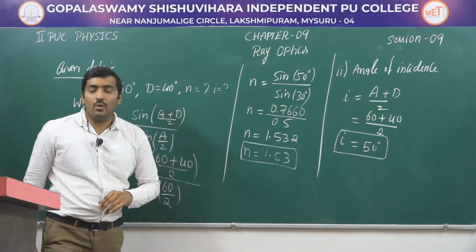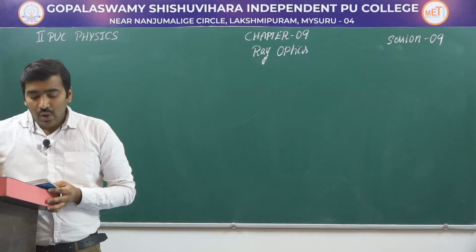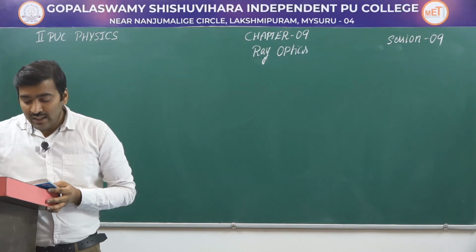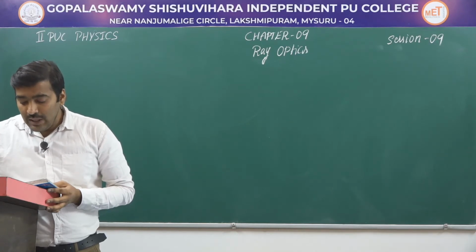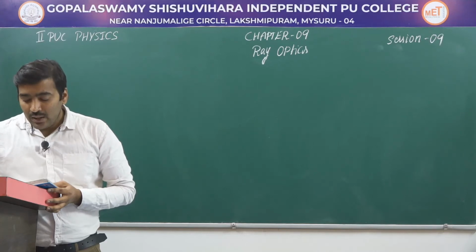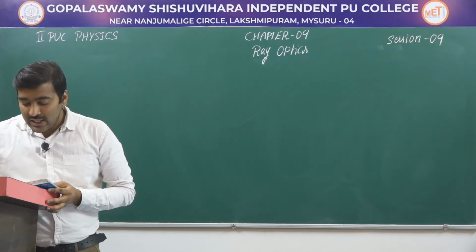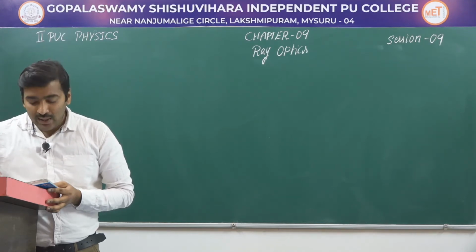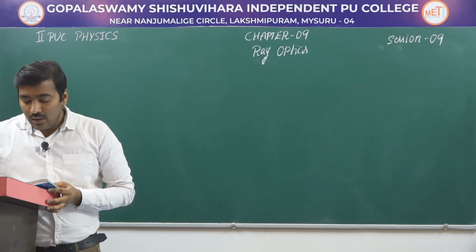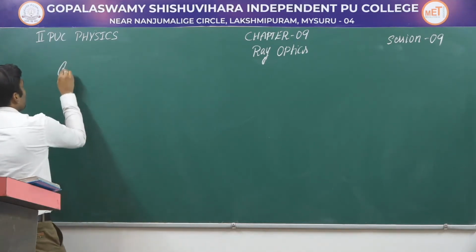We'll move on to the next problem now. Now the third problem. An equilateral prism made of glass, when a parallel beam of light is incident on one face of a prism, the angle of minimum deviation is found to be 40 degree. Calculate the refractive index of the prism. If this prism is placed in water of refractive index 1.33, find the new angle of minimum deviation for the parallel beam of light. So let us write the given data first.